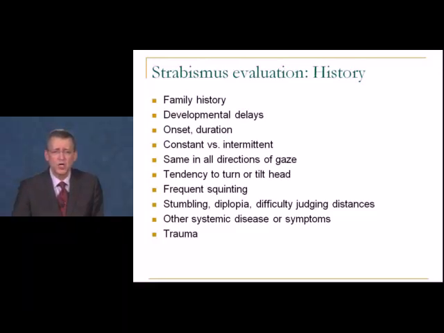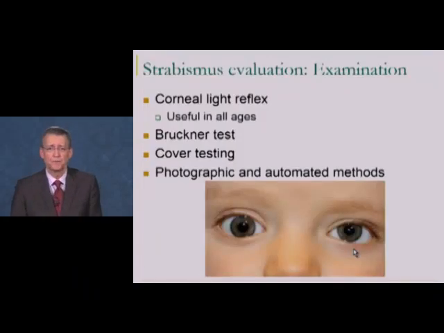So this would be unusual: stumbling, double vision, difficulty judging distance, except in those acute, sudden onset strabismus that can happen in an older child who's had something go haywire, and those are the ones you worry about. Other systemic disease or symptoms, and obviously trauma.